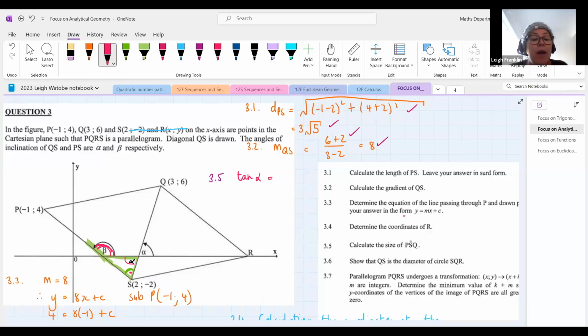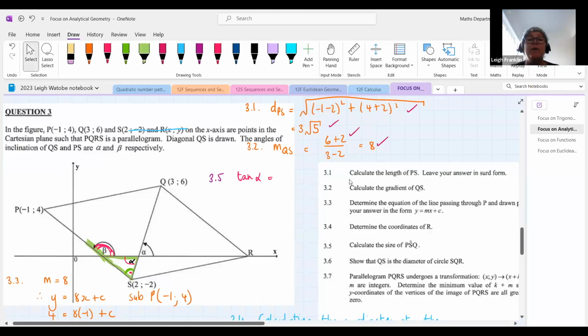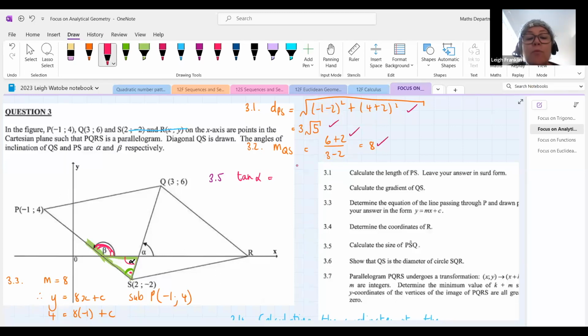Again, be careful if you are calculating angle alpha. Our gradient is positive, so alpha is an acute angle. The gradient of QS we got in question 3.2, so I know that was equal to 8. Working out alpha, we would go shift tan, put in the 8, and that would be equal to 82,87 degrees. Theoretically, I should not round off there.